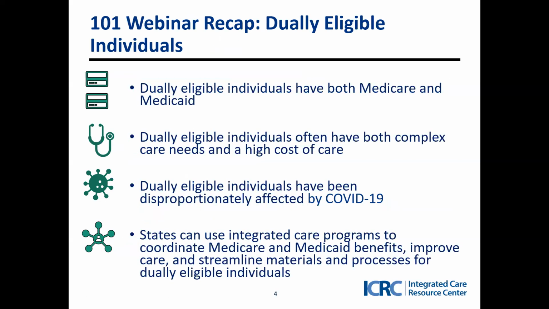So before we get started in today's 201 webinar, I want to give a quick recap of what we covered in the 101 webinar earlier in the week. First, we went over some basics on dually eligible individuals. Dually eligible individuals have both Medicare and Medicaid and often have both complex care needs and high costs of care. Because of this, this group has been particularly and disproportionately affected by the COVID-19 pandemic. And states can use integrated care programs to coordinate Medicare and Medicaid benefits, improve care, and streamline materials and processes for dually eligible individuals, which is what we'll be talking about today in more detail.